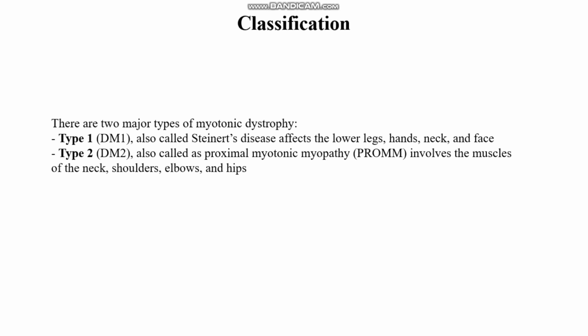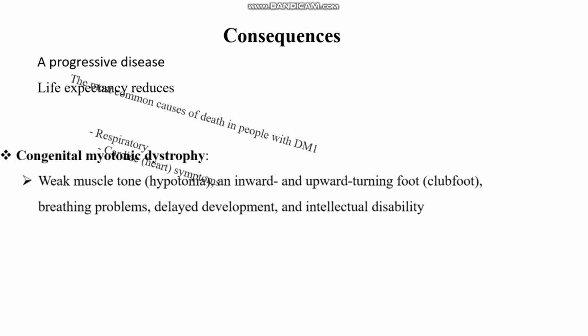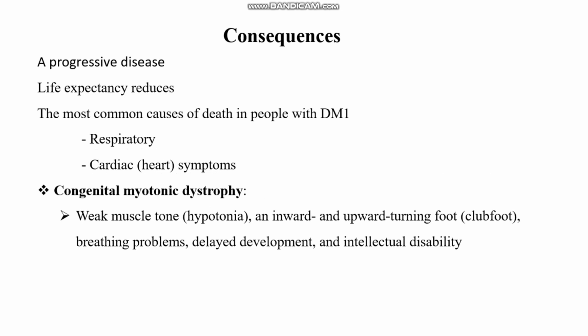Type 2 myotonic dystrophy, also known as proximal myotonic myopathy, PROMM, is rarer and generally manifests with milder signs and symptoms than type 1. Muscle weakness in type 2 involves the muscles of the neck, shoulders, elbows, and hips. Myotonic dystrophy is a progressive disease, meaning that symptoms worsen as a person gets older. Life expectancy appears to be reduced for people with myotonic dystrophy type 1. The most common causes of death in people with type 1 are respiratory and cardiac symptoms.